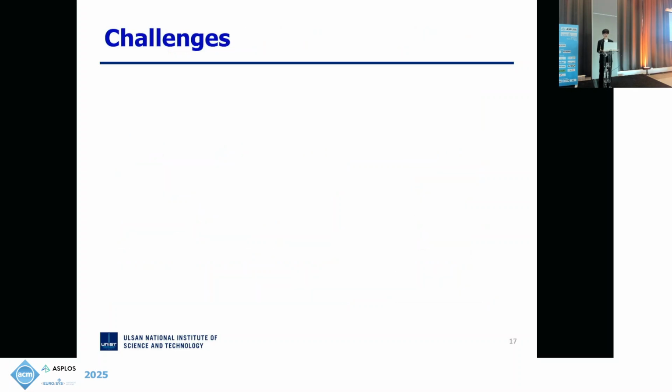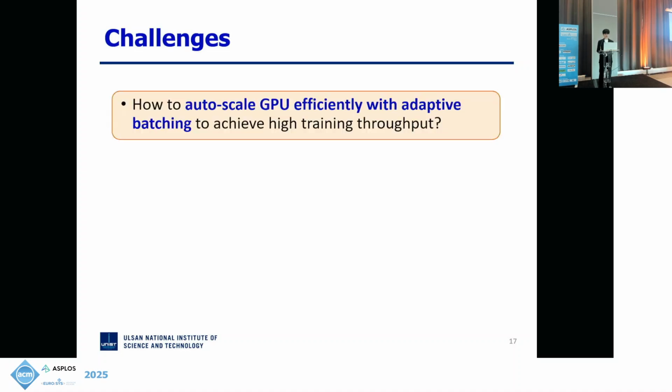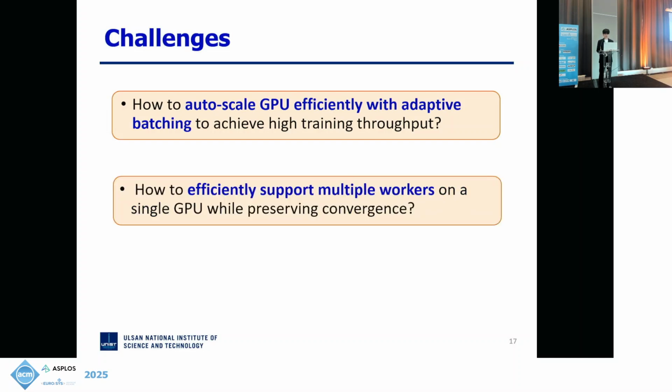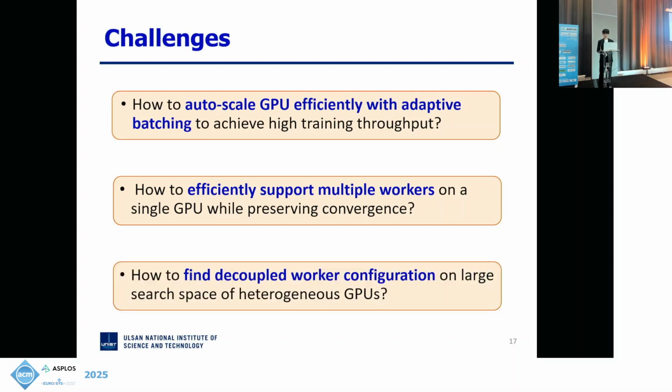Until now, I introduced the limitation of prior studies and our approaches to solve it. However, to adopt our approach, there are three main challenges. The first challenge is how to auto-scale GPU efficiently with adaptive batching. In addition, there are two challenges to introduce decoupling workers. One is how to improve GPU efficiency through multiple decoupled workers. Another is how to find complex configuration with decoupled workers on heterogeneous GPUs.